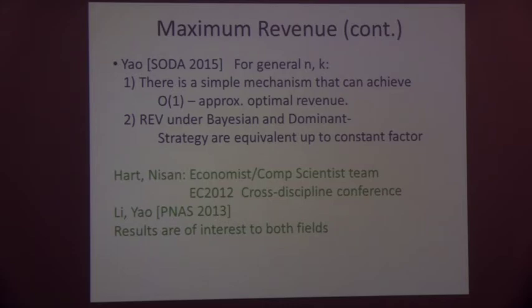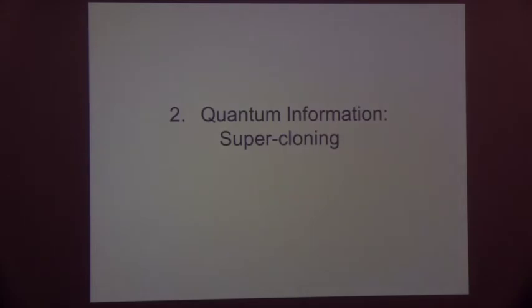And now you can see that the Hart-Nisan paper was published in EC, which is a conference with both computer scientists and economists participating, becoming really the hot conference for that field. And the Li and Yao paper was published in the Proceedings of the National Academy of Sciences, and these results are of interest to both fields.